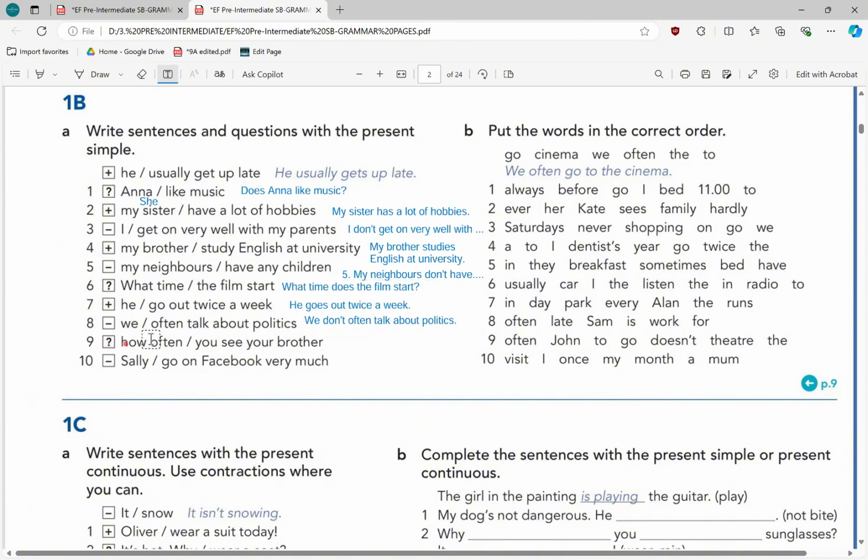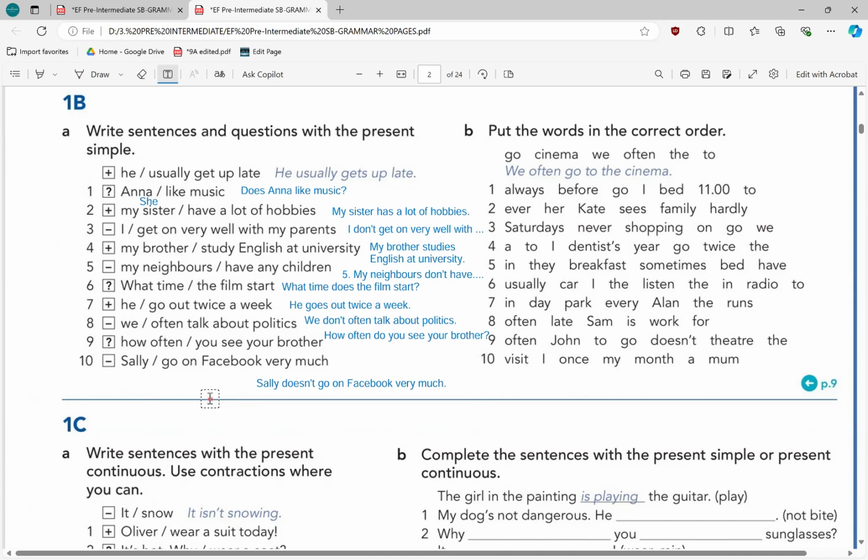Number 9 is a question. So we've got how often as the question word. How often? It's you. So if it's you, we say do. We use do as the auxiliary verb. So how often do you see your brother? And the last one is number 10, negative. Sally is a girl, she. So for she, we use doesn't, negative. So Sally doesn't go on Facebook very much. That's it. So A part is done.